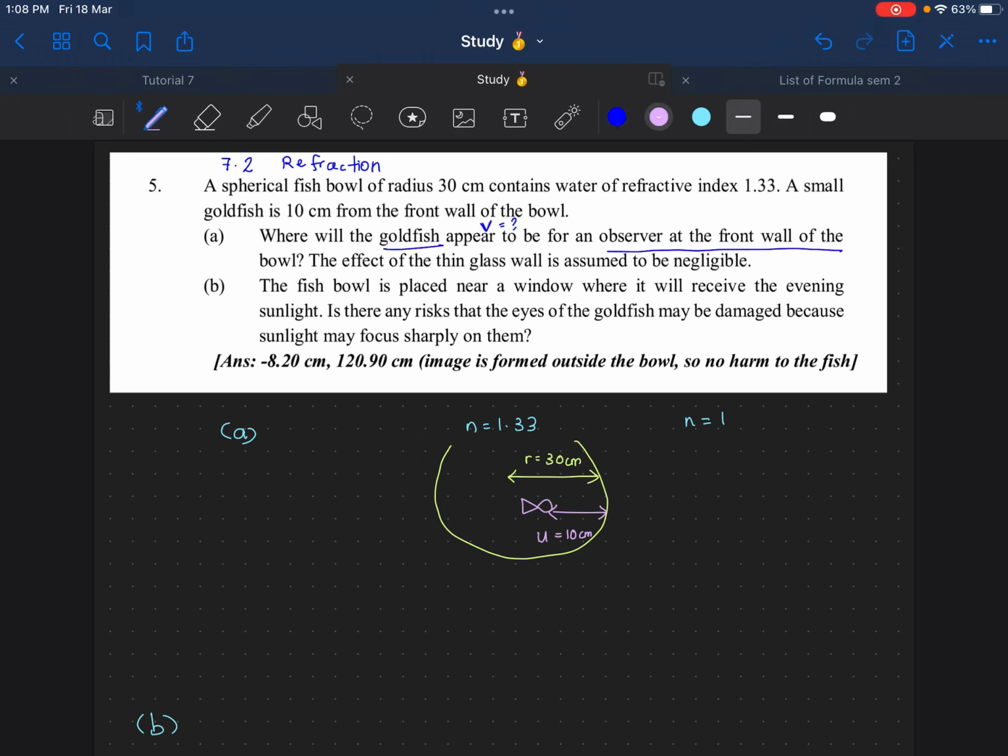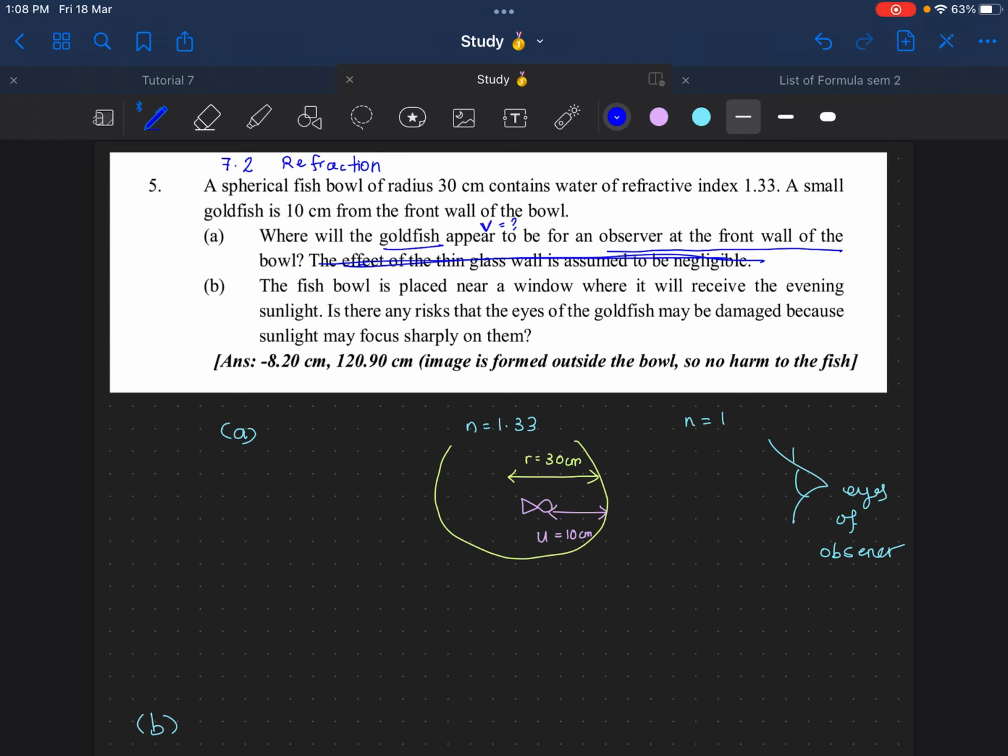So, we have an observer over here. Dia akan tengok lah. Image tu dekat mana? So, this is eye of observer. Okay. The effect of the thin wall glass assumed to be negligible lah. So, ni tak ada apalah, info tak penting. Okay. So, sekarang ni where is the image position of the goldfish lah.